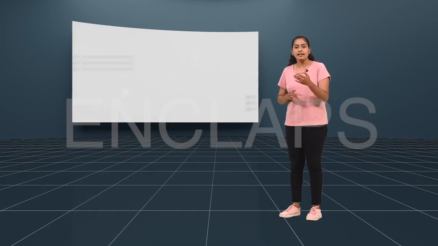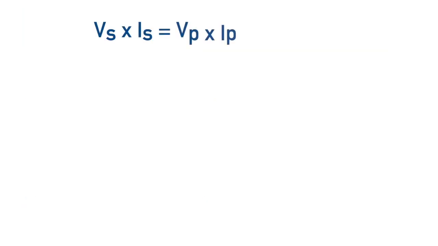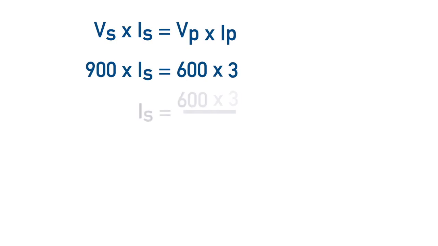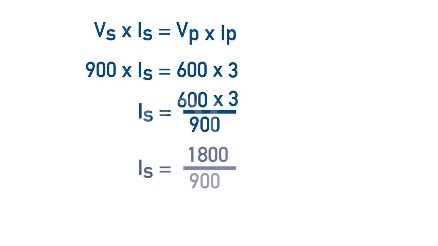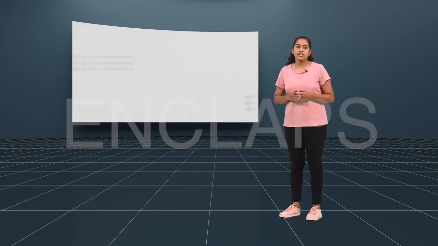To find out the current in the secondary, we can use the relation Vs into Is is equal to Vp into Ip. That is, 900 into Is is equal to 600 into 3. So, Is is equal to 600 into 3 whole divided by 900, which is 1800 divided by 900, which is 2 ampere. So, the current in secondary is found out to be 2 ampere. Let's move to another question.